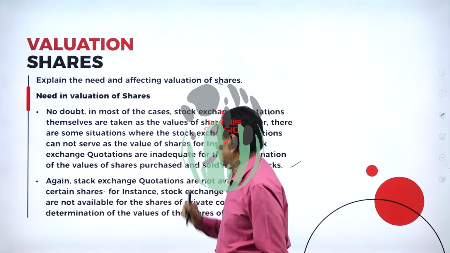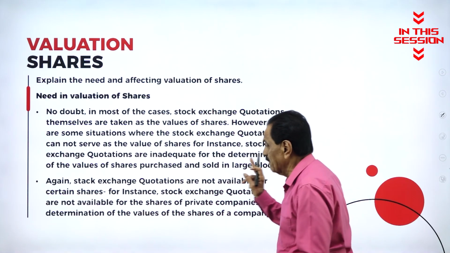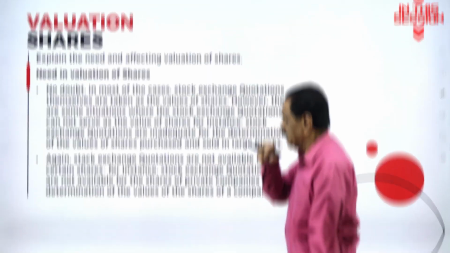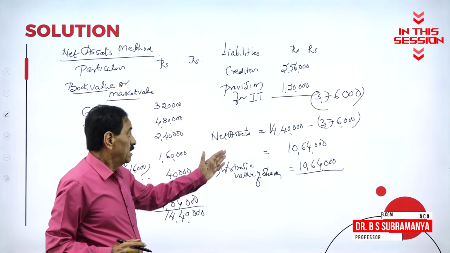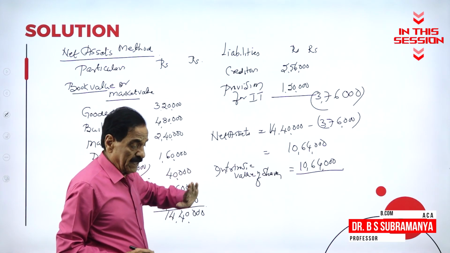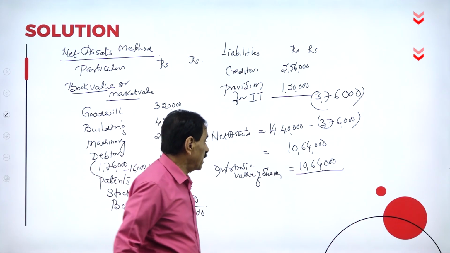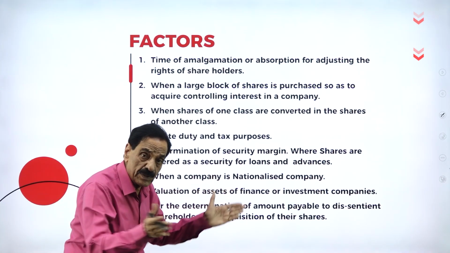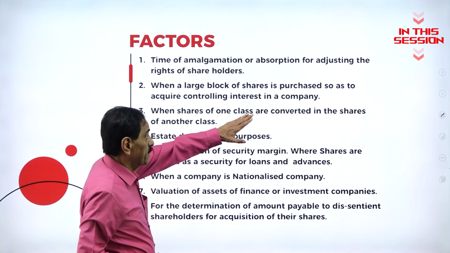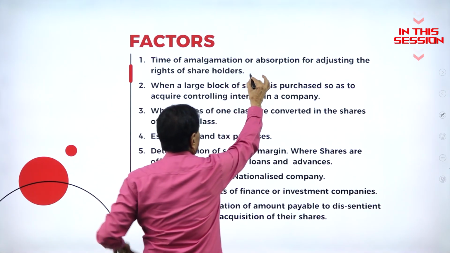Again, stock exchange quotations are not available for certain shares. So net asset means total asset minus total liability divided by number of shares. When two companies combine together or absorption, for adjusting the rights of shareholder.